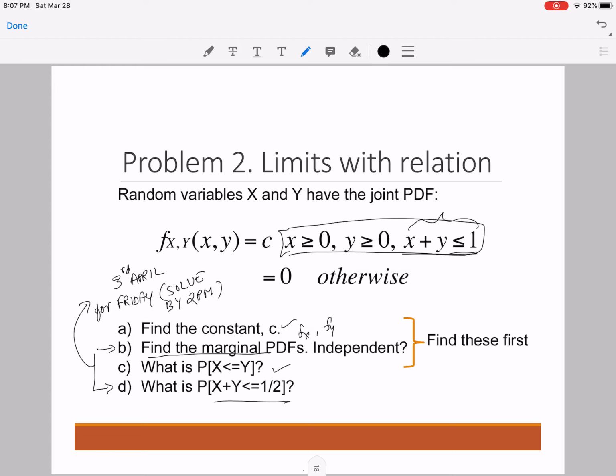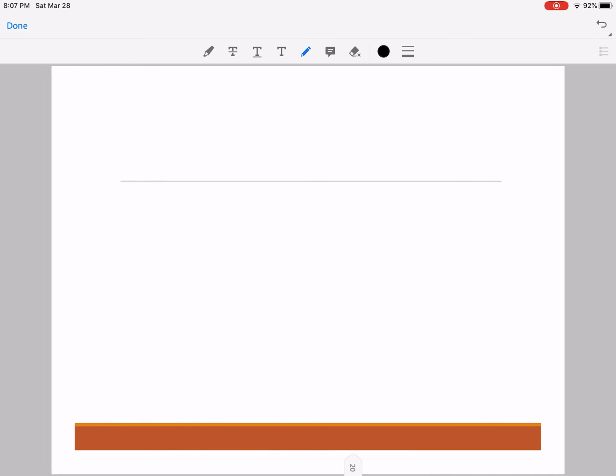So I need to find the probability that x is less than or equal to y. So let me perform it here. Probability that x is less than or equal to y.